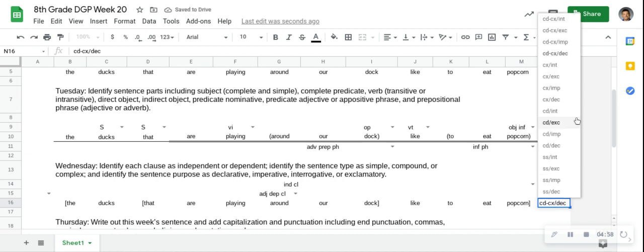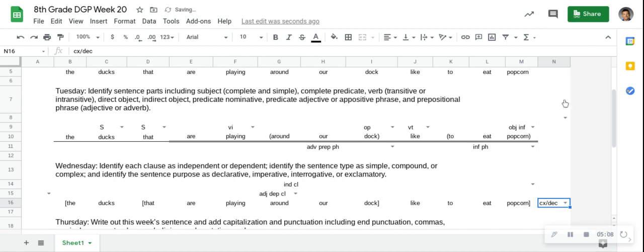Sorry, I clicked early. Are we yelling it at someone? No. Are we asking a question? No. Are we telling the ducks what to do? No. We're just stating the facts. So it is a complex declarative sentence.